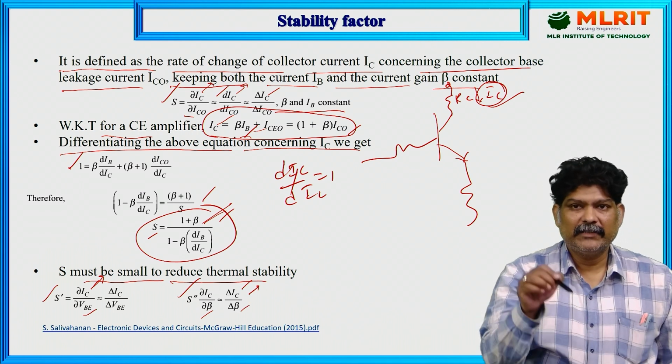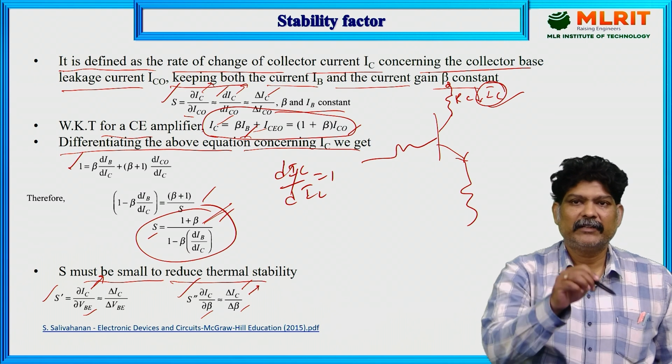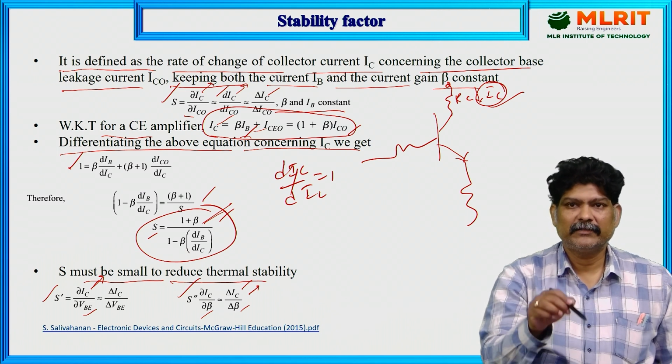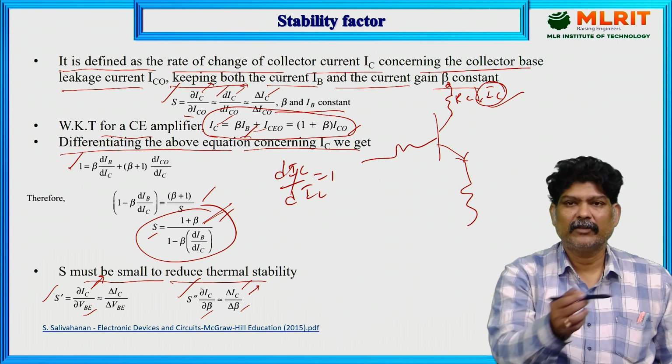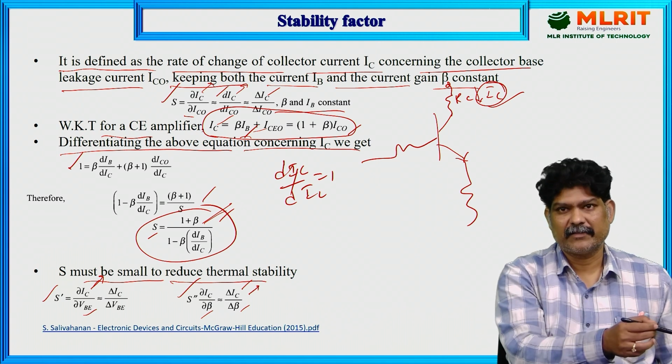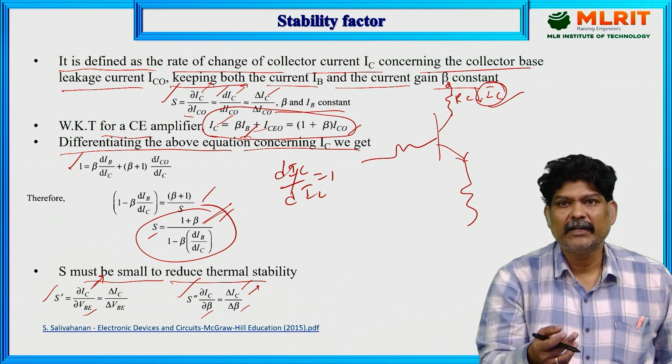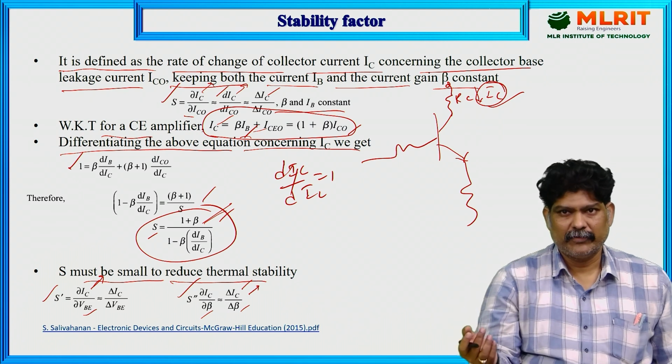If the base current changes or the gain factor beta changes, the stability factor changes. A change in the stability factor, whether it reduces or increases, is the drawback. So the operating point changes, and that leads to distortion in the amplified output.